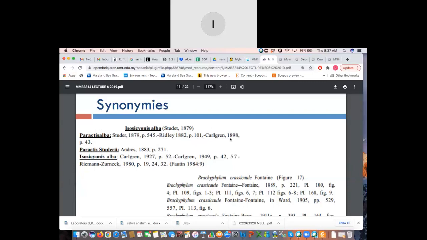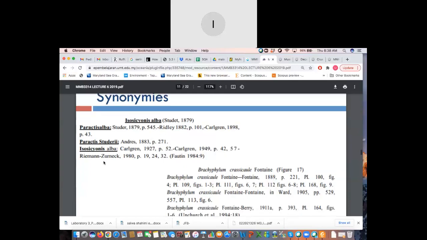Another author by the name of Carl Green also used this name in 1898 on page 43. However, Andres later found this and actually identified it as Paractis studeri, giving credit to the first author. I believe there's a reason why he had to name it differently, again by morphology, etc. So it can be found in this year on this page.